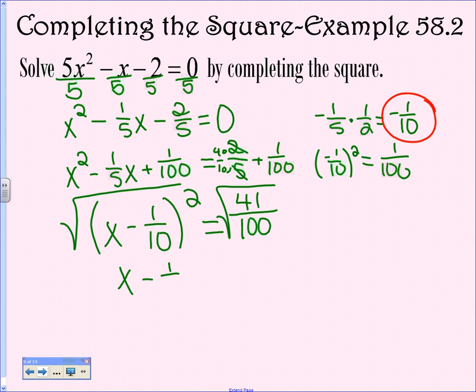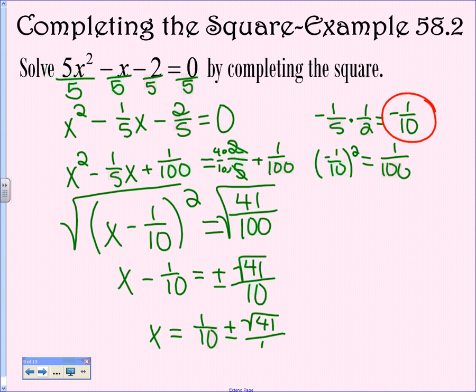X minus 1 over 10 equals, okay, but remember when you take the square root, plus or minus. Do we know the square root of 41? We do know the square root of 100. What is it? Okay, so what would our answer be? All right, so x equals 1 over 10 plus or minus the square root of 41 over 10. Only if this is not a radical, then you would have two actual answers.